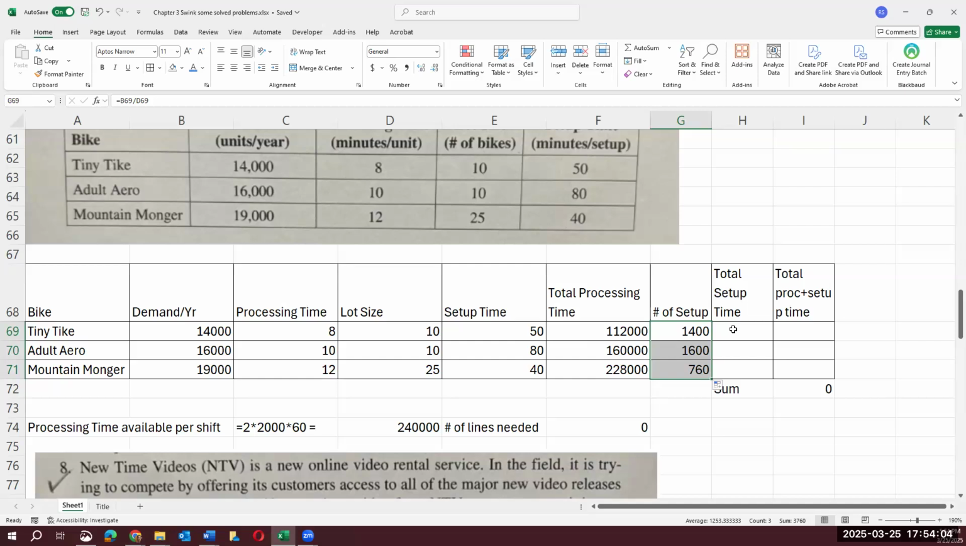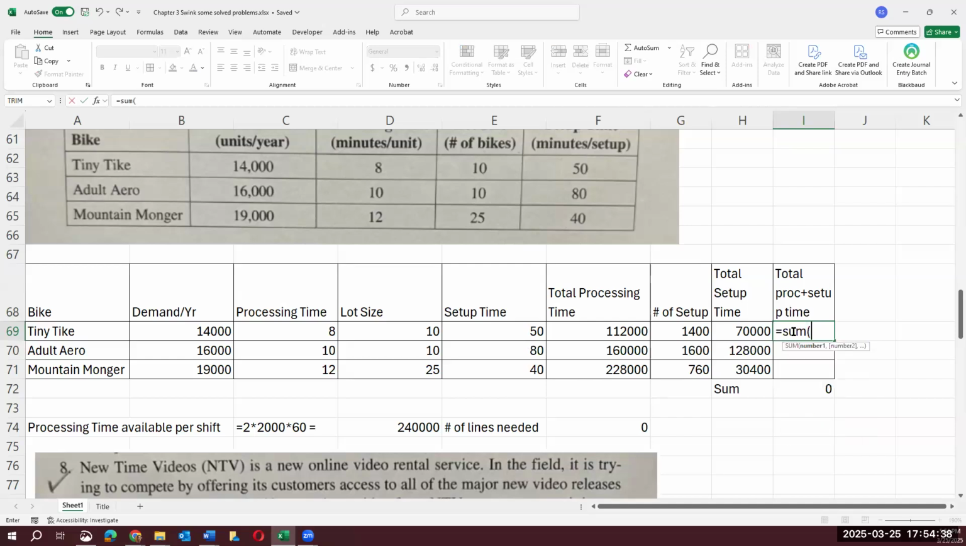All right. So total setup time. How much total setup time do you need? Well, that's an easy one again. Each setup requires this much time, 50 minutes, and you need 1,400 setups. So that's the setup time. And double click, and it fills up nicely. Now you can figure out the processing time and add it up with setup time. That's the time your production line is going to be occupied.